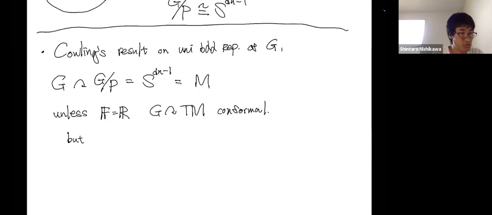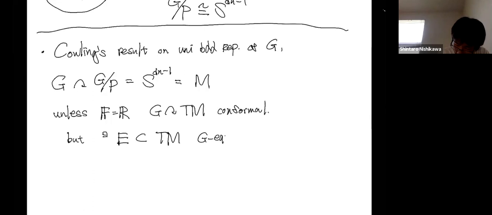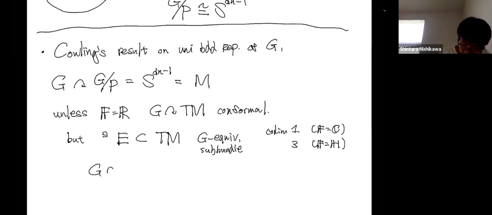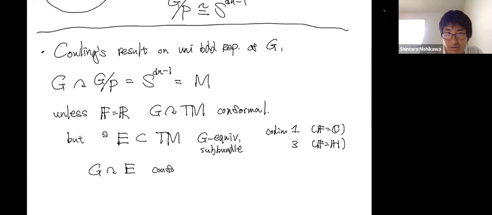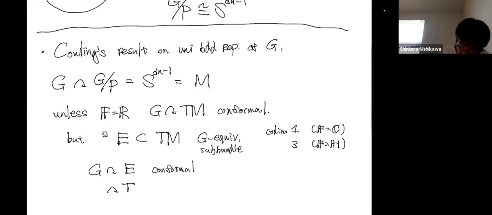But there exists a G-equivariant subbundle E of TM, of codimension 1 for F equals C, and codimension 3 for F equals H, such that the G action on E is conformal with respect to the standard Riemannian metric on the sphere, and the action on the associated quotient is also conformal.